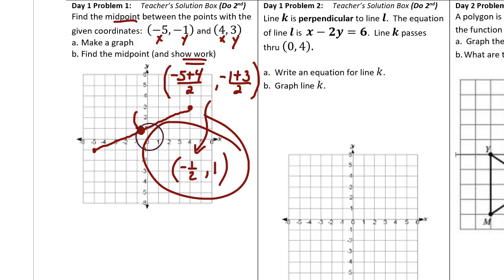When you look at the graph and you start here at the origin, if you go half to the left and then up 1, notice that that does seem to be about where the dot is that we guessed at.